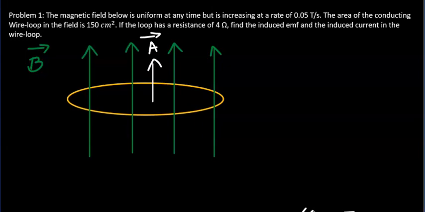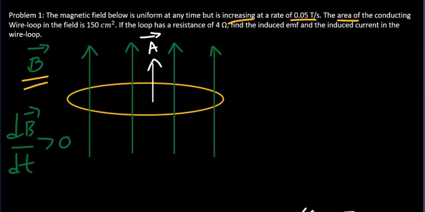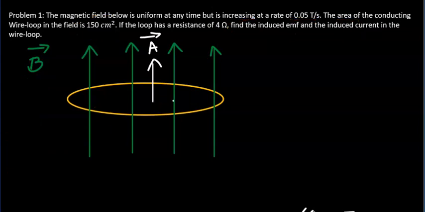Let's look at a problem. The magnetic field below is uniform at any time, but is increasing at a rate of 0.05 Tesla per second. So this B here is increasing with respect to time, so dB/dt is positive. The area of this loop is 150 cm squared. If the loop has a resistance of 4 ohms, find the induced EMF and also the induced current in the wire loop.